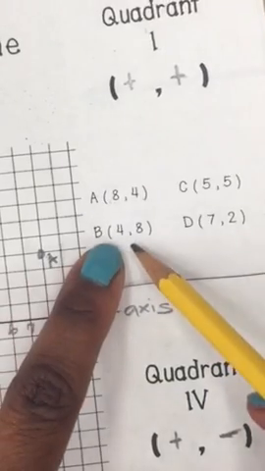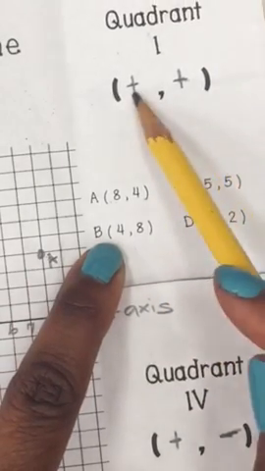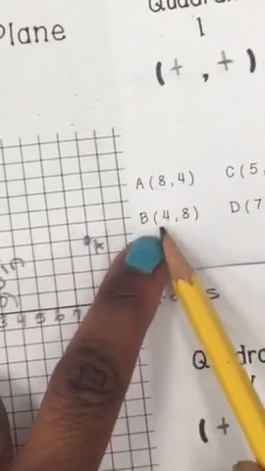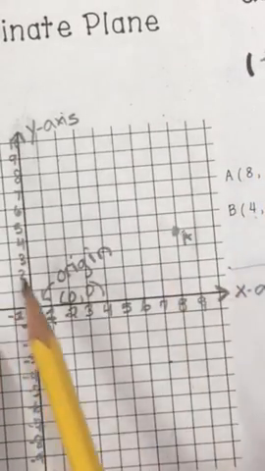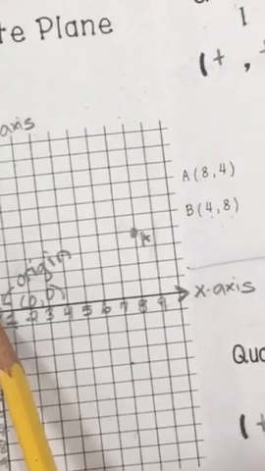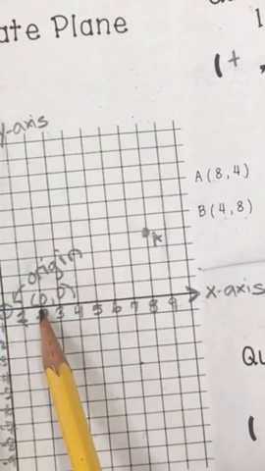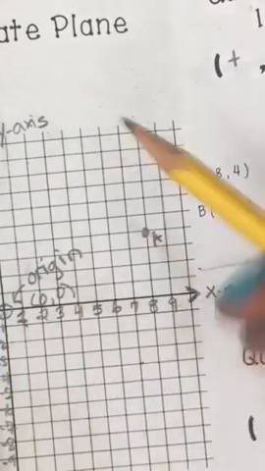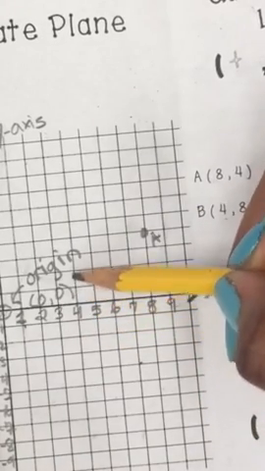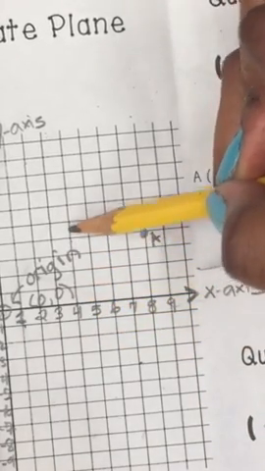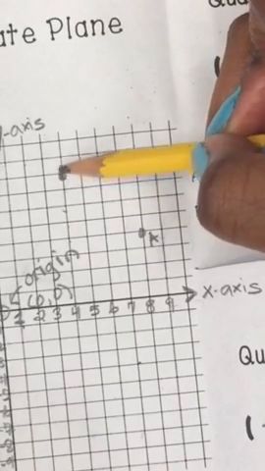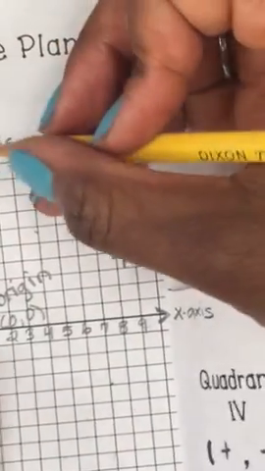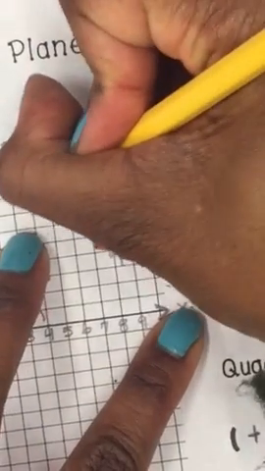Let's do B. And notice how all the numbers in this quadrant are positive. B, 4 and 8. Start at the origin. We're going to go over 1, 2, 3, 4, and up 1, 2, 3, 4, 5, 6, 7, 8. There is point B.